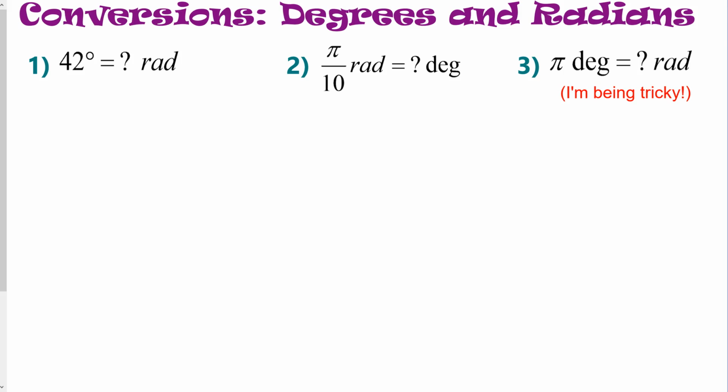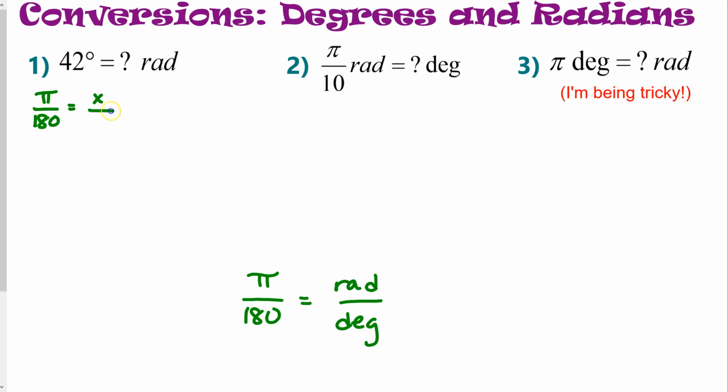Now, sometimes you'll have angles that you want to convert, either from degrees to radians or from radians to degrees, and they might not be a common angle. So this is where we're going to use the proportion. Pi over 180 is equal to radians over degrees. So in number 1, we have degrees, and we're looking for radians. So we write pi over 180 equals x over 42. Now, it doesn't matter if you flip this proportion upside down, like 180 over pi equals degrees over radians. That works too. There's a lot of different ways you could orient this proportion and it's still true.